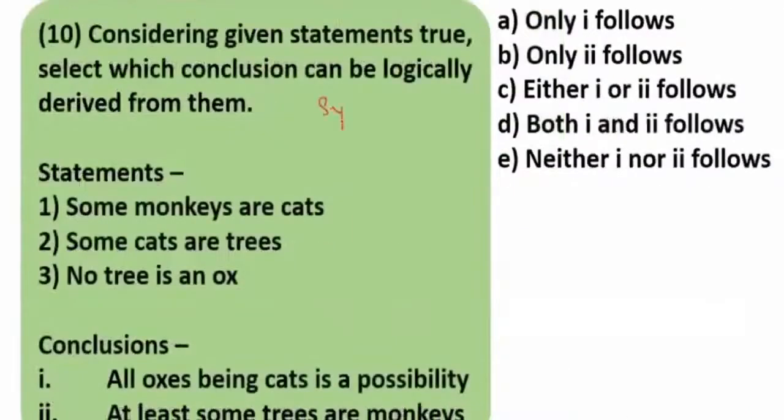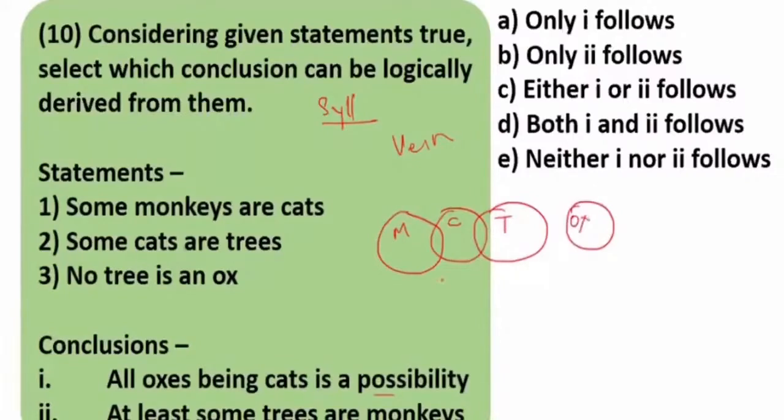By looking, you will realize this is a syllogism sum plus the word possibility is there. So possibility kind of sums are there and we have to solve it using Venn diagrams. Let's draw the Venn diagram. Some monkeys are cats. So this is monkeys. These are cats. Some cats are trees. So some cats are trees. No tree is an ox. So this is an ox. All the oxes being cats is a possibility.